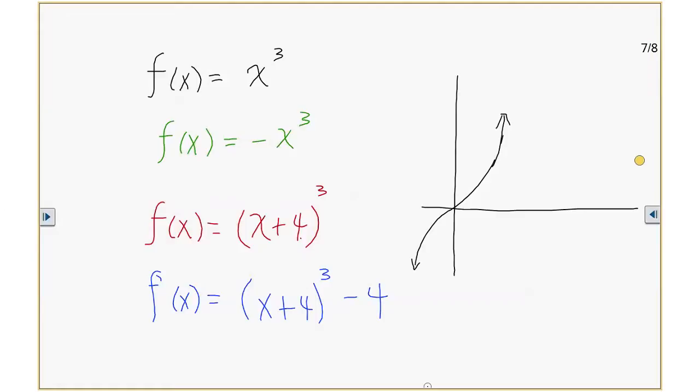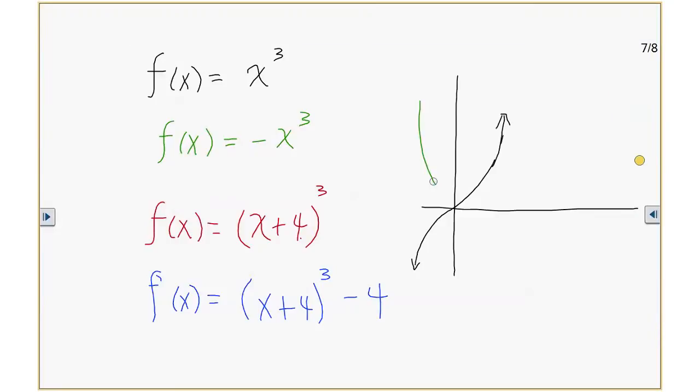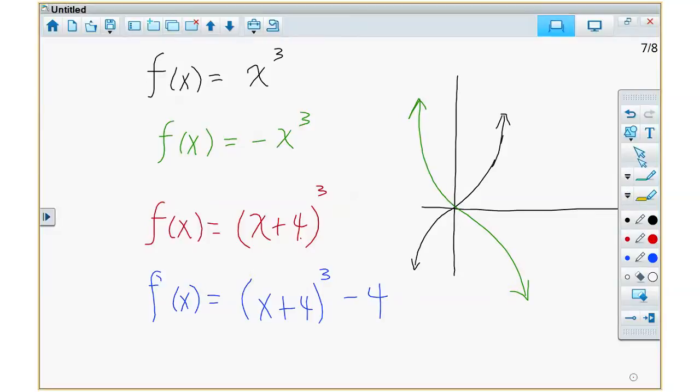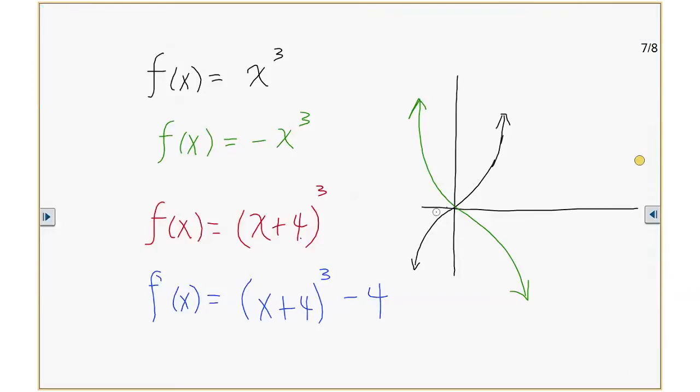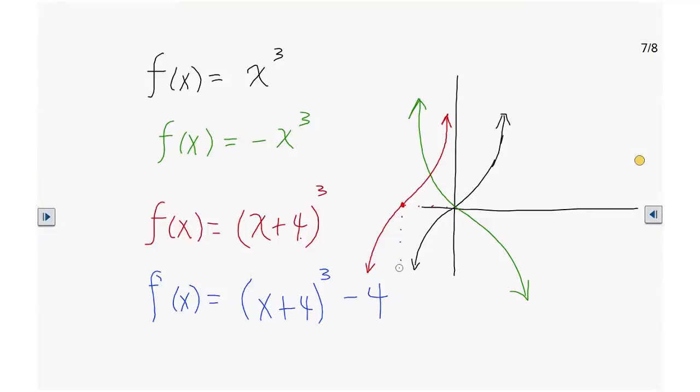All right, here's x cubed. Now, negative x cubed is going to look like this. And then the red is going to be 4 to the left and look like the black. And then the blue is going to be with a vertical shift from the red of what? 4 down, and it's going to look like the red.